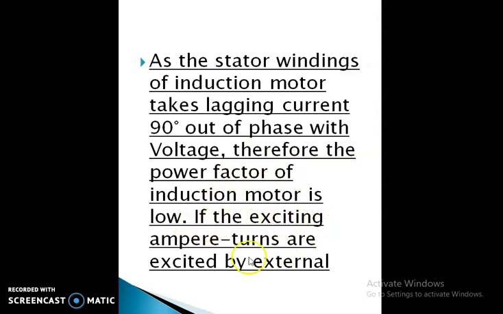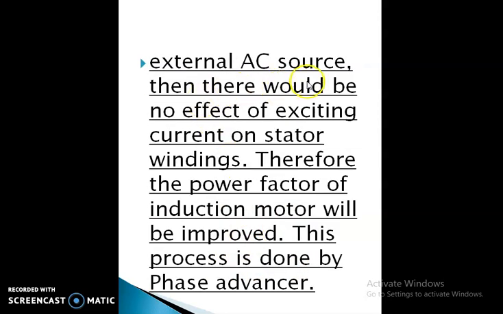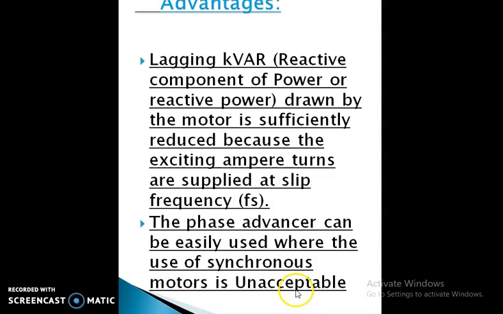If the exciting ampere turns are supplied by an external AC source, then there would be no effect of exciting current on the stator winding. Therefore, the power factor of the induction motor will be improved. This process is done by the phase advancer.